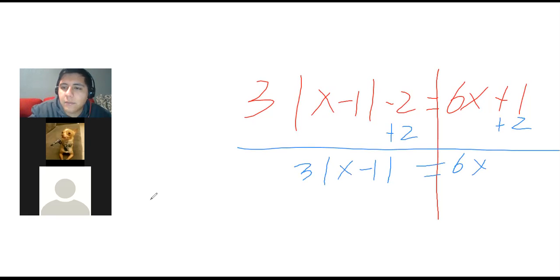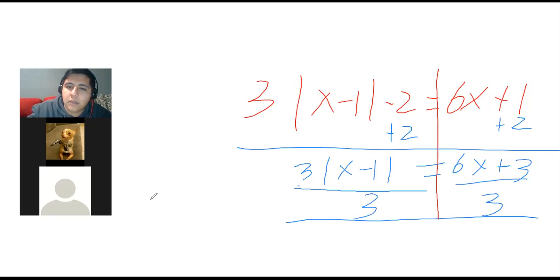And we have 6x plus 3. And then to cancel out that 3, well, not minus 3, because remember, it's together, so that's like multiplication, so we would actually divide. So it should be 6 divided by 3, which is 2x, and then 3 divided by 3, which is 1. Okay. So that's what we got so far.